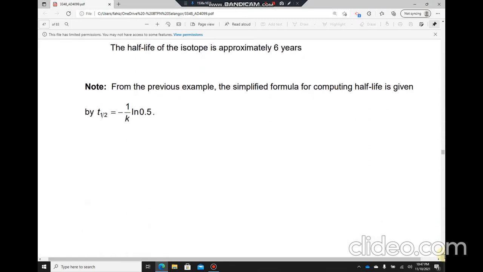Okay, from the previous example, the simplified formula for computing half-life is given by T half equals to negative 1 over K ln 0.5. So daripada atas ni, dia just simplify the formula. Tapi kalau awak tak nak hafal formula ni pun tak apa, just ingat step by step. So yang ni sebenarnya nak cari T half, kita just use this formula.